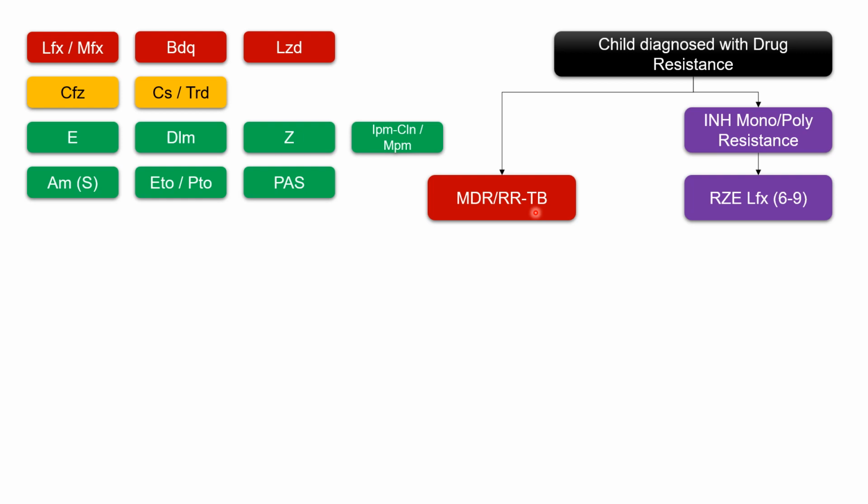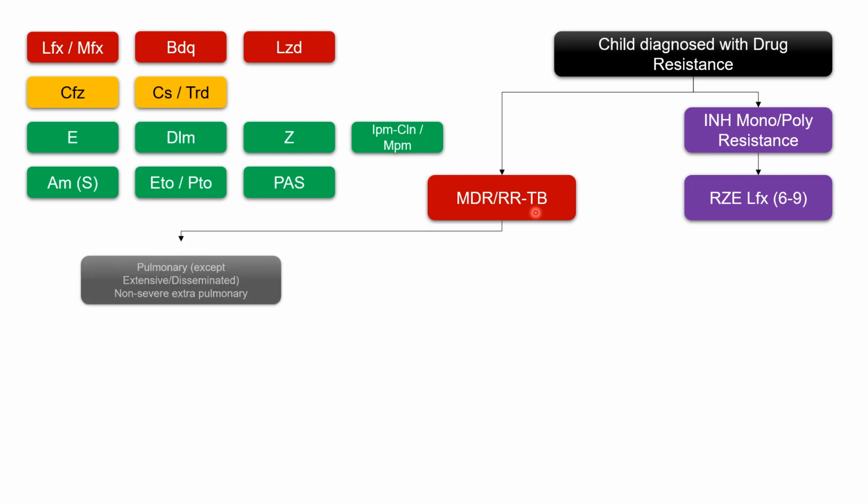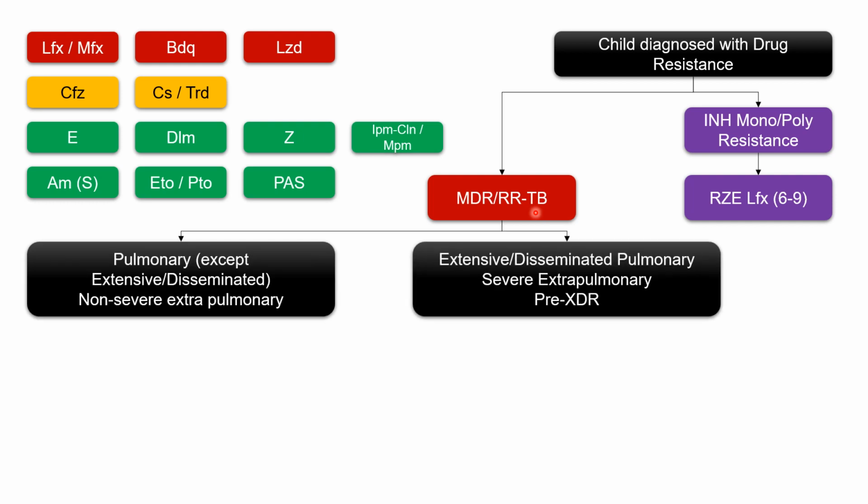On the other hand, if a particular patient is diagnosed to have MDR or RRTB, that means the patient is diagnosed to have rifampicin and INH resistance, or mainly rifampicin resistance, then what do we do? Because this becomes complicated. So when a patient is diagnosed to have rifampicin resistance, we first classify the patient into two groups, whether it is a pulmonary or non-severe extrapulmonary case, or this is a severe pulmonary or severe extrapulmonary case.